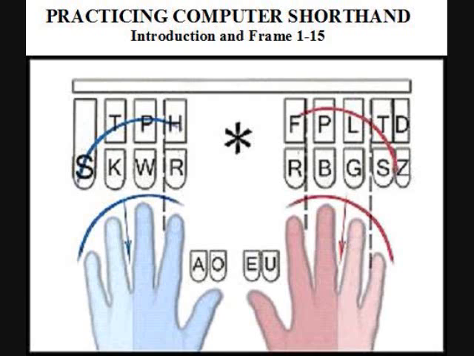Okay, this is the very first dictation tape in Practicing Computer Shorthand. This tape is going to cover study frames 1 through 15. And just to make a note at the very beginning of all these dictation tapes, there's a little difference in the way you want to approach it if you're just learning or if you're just using this for drills. You know you're already proficient.